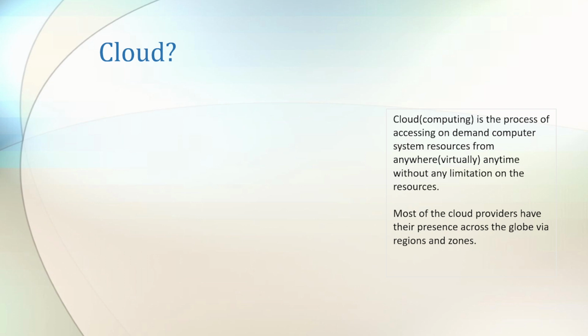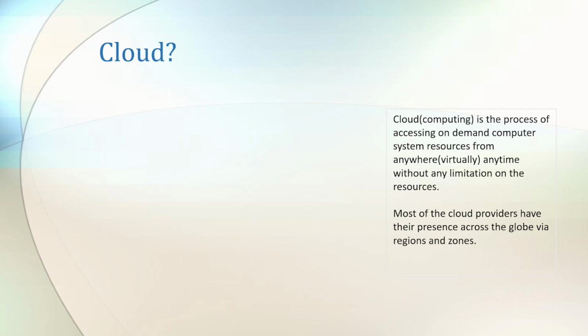And also anywhere, anytime. For example, there is no specific location constraint because the cloud is across the globe. Most of the cloud providers have a presence across the globe. They call it regions and zones, and you can access from anywhere, anytime.